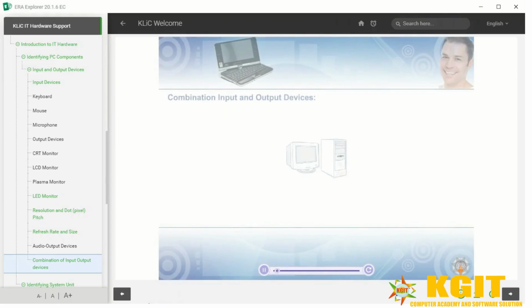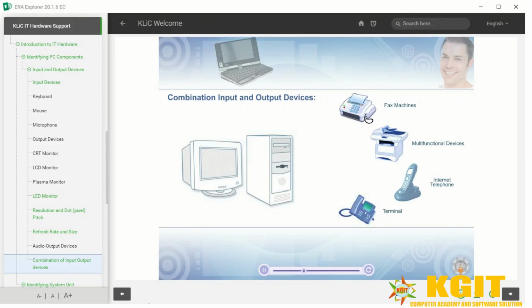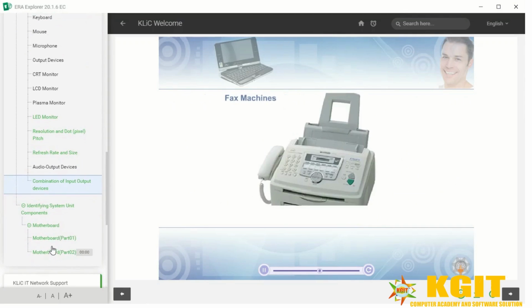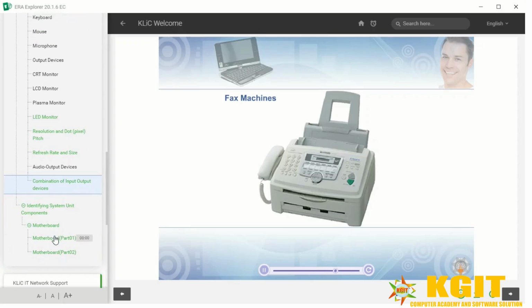Combination of input and output devices. Many devices combine input and output capabilities. Common combination devices include fax machines, multifunctional devices, internet telephones, and terminals. Fax machines. Fax machines are devices used for sending and receiving images over telephone lines.